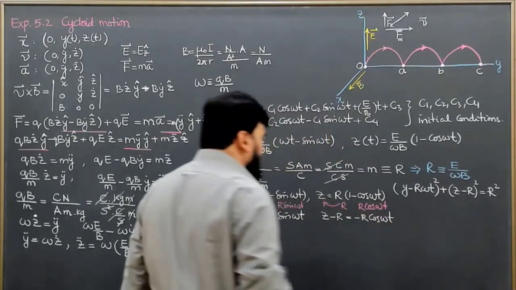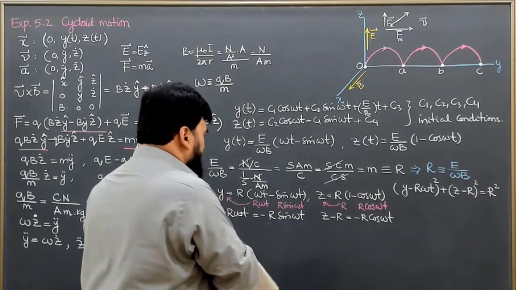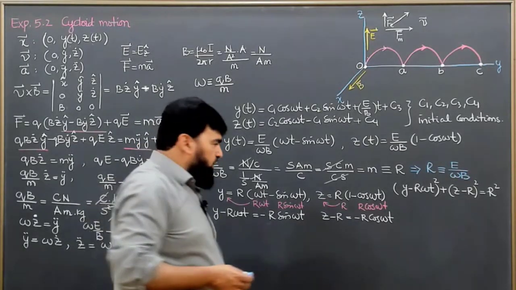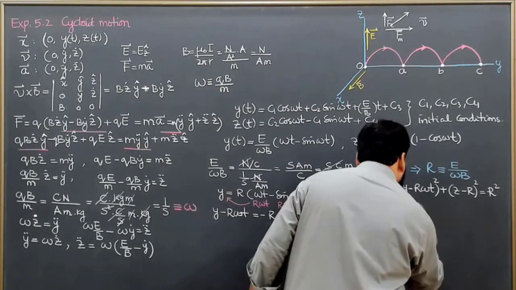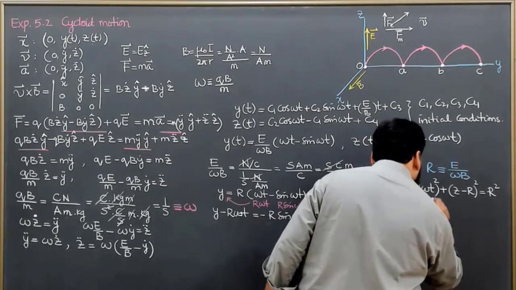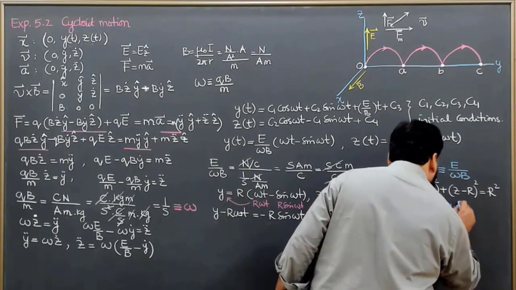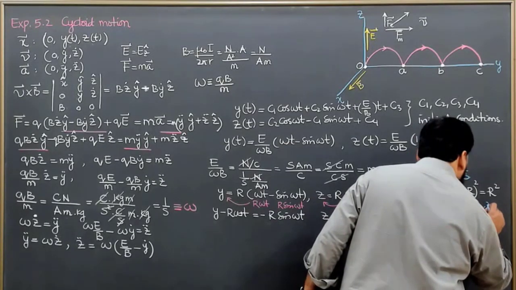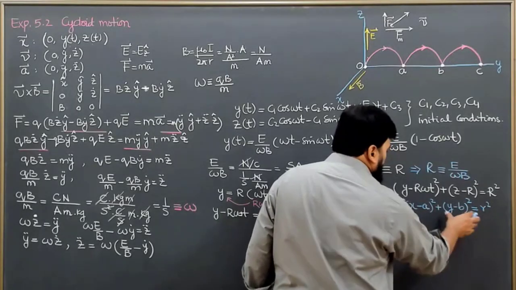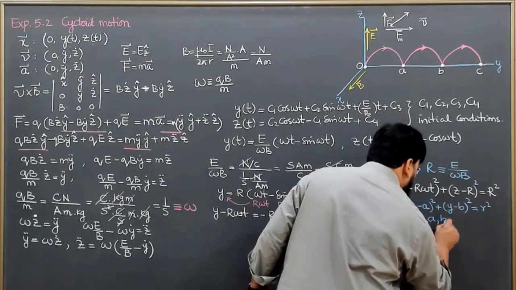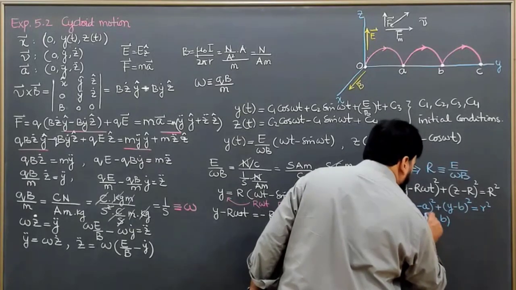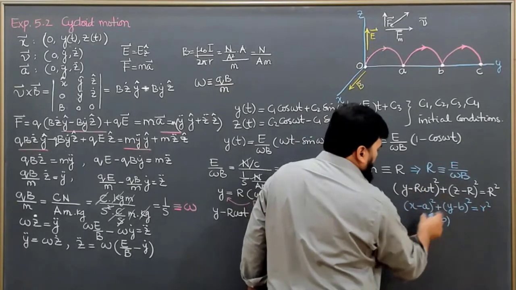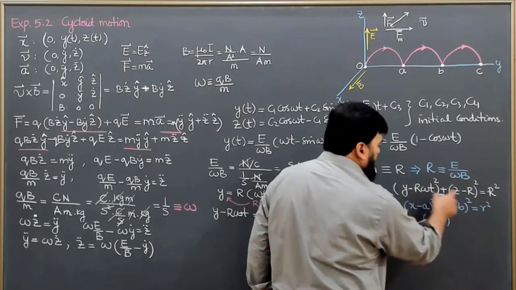And now if I look at this equation, it is similar to the circle equation. If I have x minus a whole square plus y minus b whole square equal to r squared, it means it is a circle whose center is at (a, b) and whose radius is r. Now here we are not in the xy plane, but we are in the yz plane.